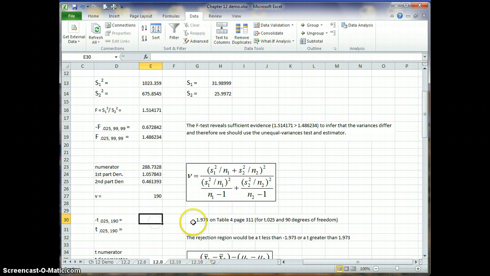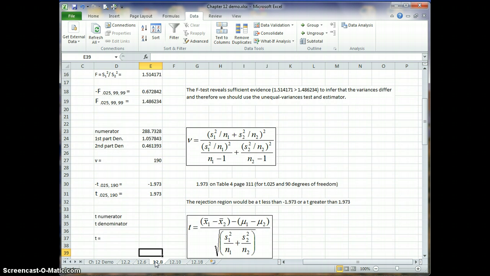And for this T, we're going to go equal T, and we're going to do the inverse there. So we put in the probability, which is the 0.025, with the degrees of freedom of 190, which gives us minus 1.973. And you can also look that up on page 311. I believe that should say 190 rather than 90. Let's do it again for the second T. So the probability, in this case 1 minus 0.025, and then the degrees of freedom 190, and that gives us 1.973.